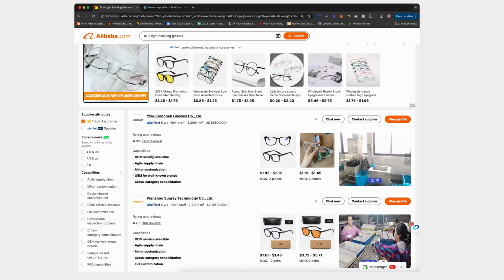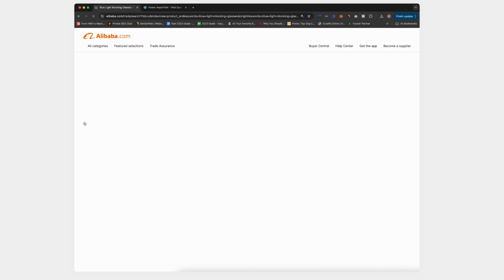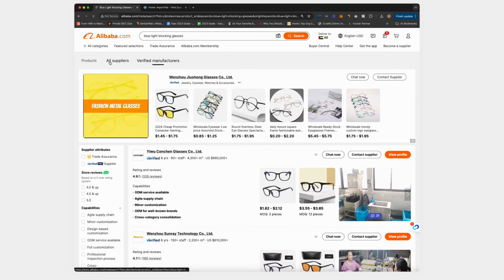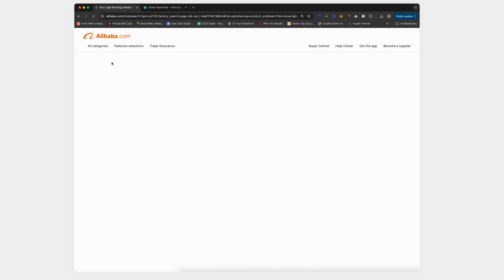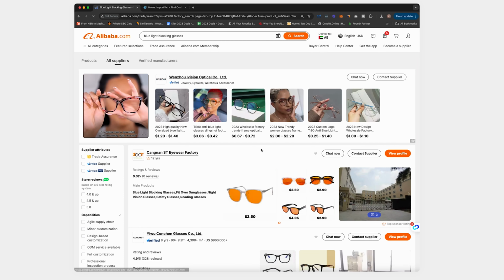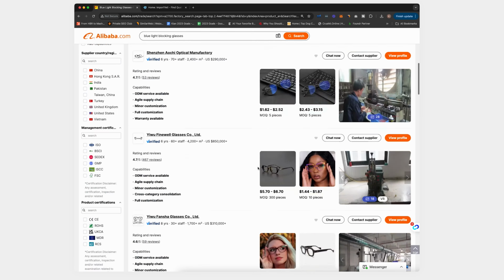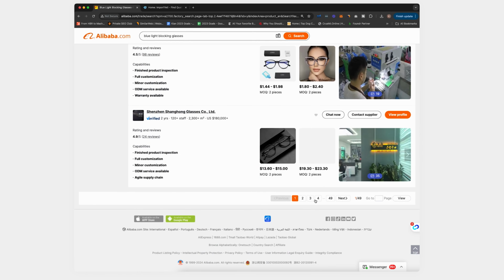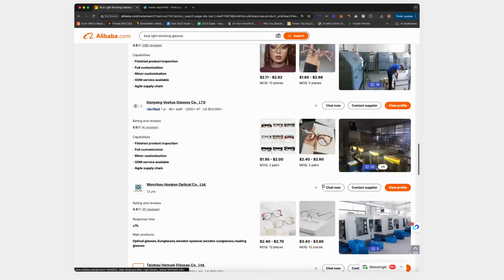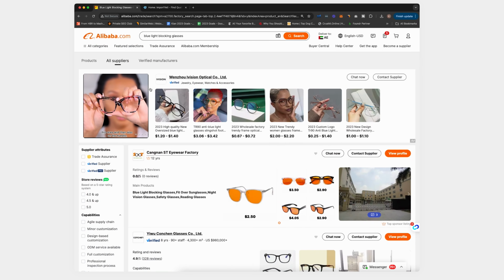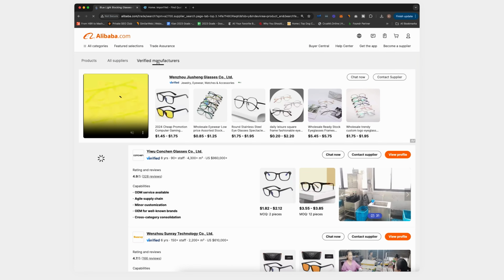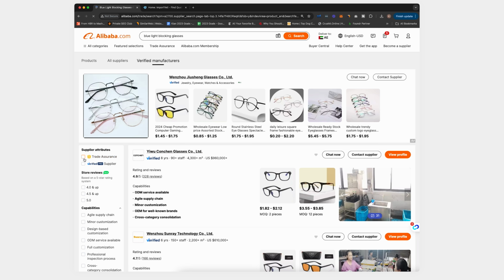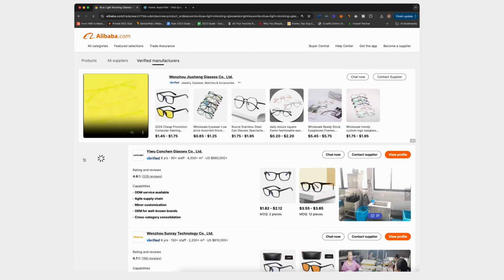Now, if I unselect trade assurance, and if I just select all suppliers, and now when I go to the bottom of the page, it's got 49 pages. So we've just filtered out 41 pages of bad suppliers, which are essentially not verified and don't offer trade assurance. So just those 2 clicks will give us much better suppliers just from starting out.